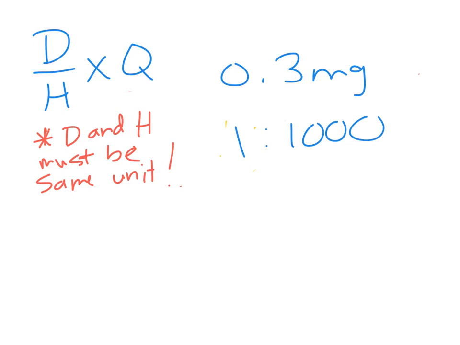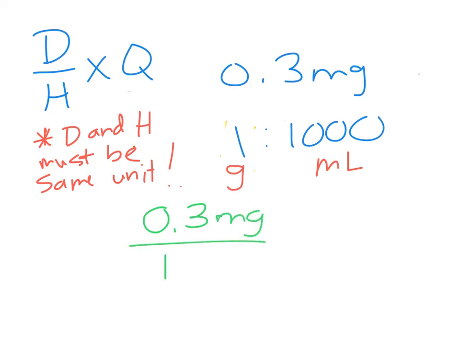So filling out our DH and Q, just the same way we look at any ratio, remember that 1 to 1,000 means 1 gram per 1,000 milliliters. It's just a shorter way of saying that, just as we've seen in all of our problems. Filling out DH and Q, our D is 0.3 milligrams, H is 1 gram, and Q is 1,000 milliliters.